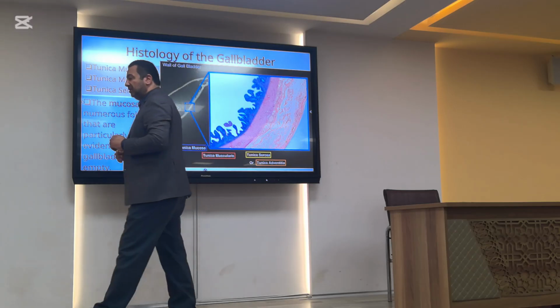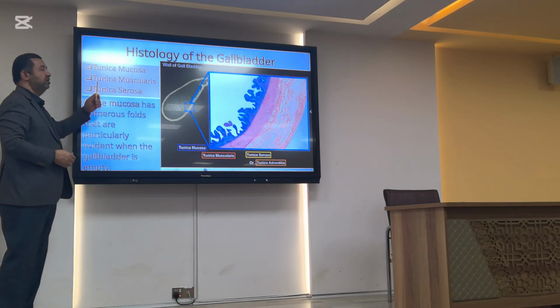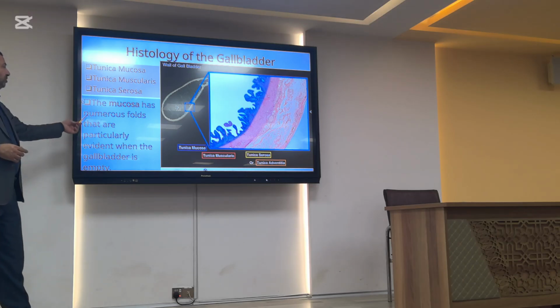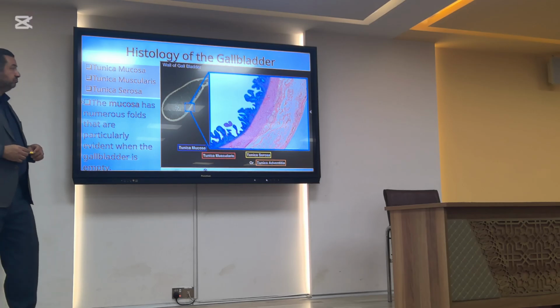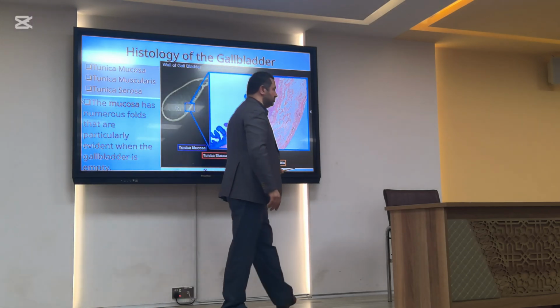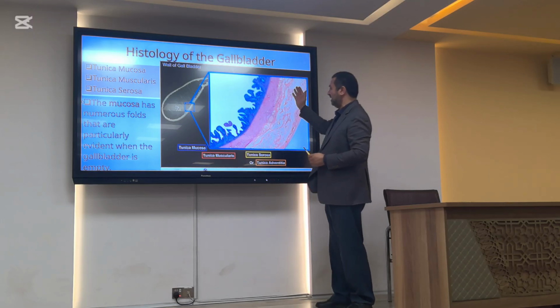The gallbladder has three layers: tunica mucosa, tunica muscularis, and tunica serosa. The mucosa has numerous folds that are particularly evident when the gallbladder is empty. There are many folds in the mucosa. This is mucosa, this is the muscularis layer, and here is serosa.